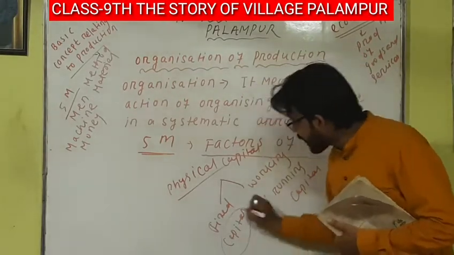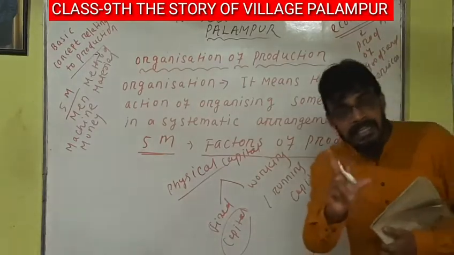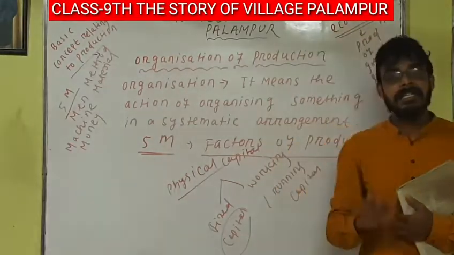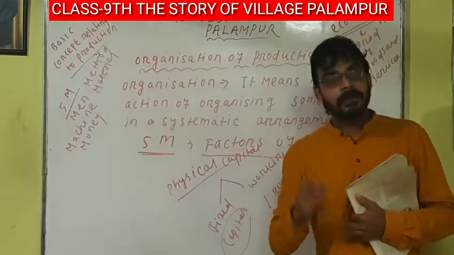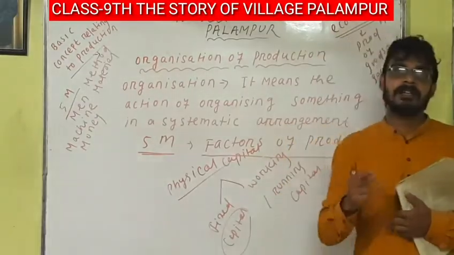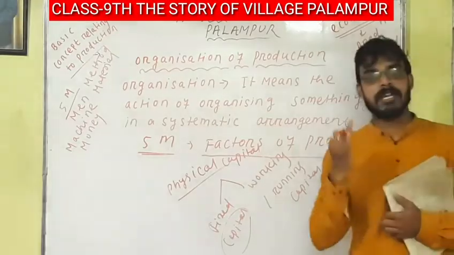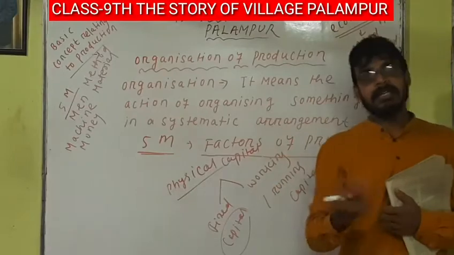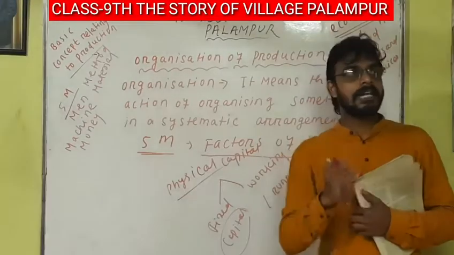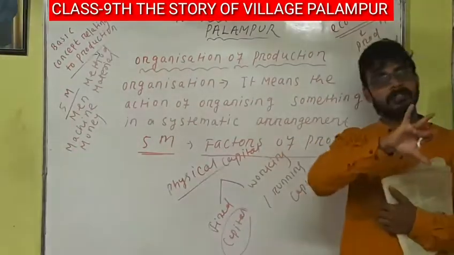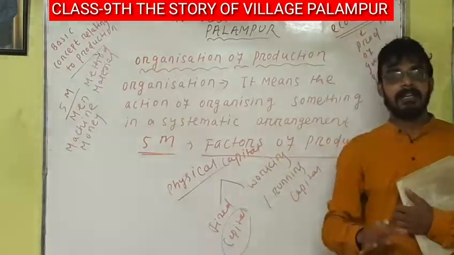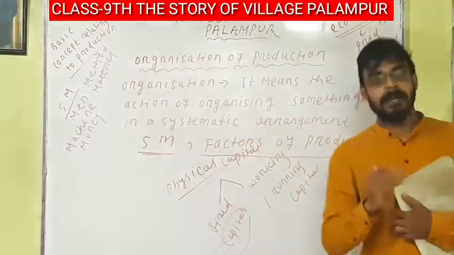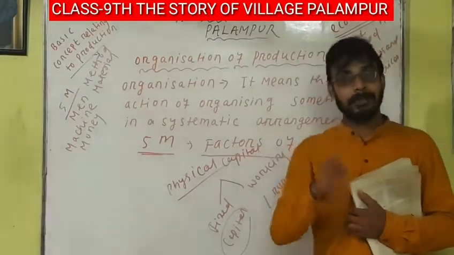So what is capital? Here capital means any amount of money that is provided by the owner of the business to start or commence his business, that is known as capital. Capital may be in various forms: fixed capital, working capital. We cannot say that only money is capital. There are also different physical capital, like land, building. These are also capital. Which capital? Fixed capital.